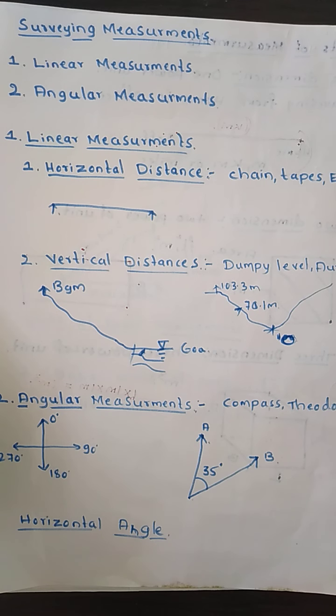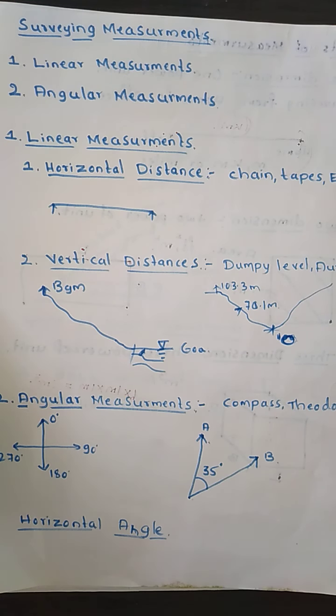Now, from the surveying point of view, we are going to learn about surveying measurements. In surveying, we are going to determine the distance, direction and the elevation of one particular object. In surveying measurements, we have two types of measurements: one is linear, one is angular.